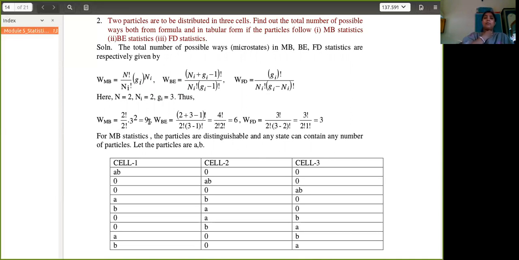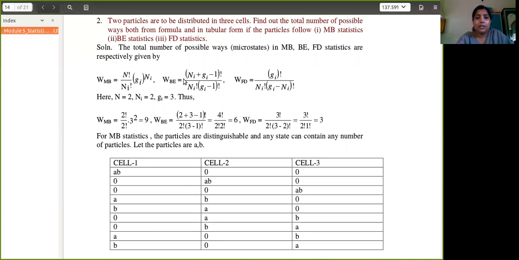In many of the problems given at your level, it is seen that there are no subsections of the box. So practically we get only a gi to the power ni type of term as the number of possible ways for Maxwell-Boltzmann statistics. So the number of microstates for Maxwell-Boltzmann is 9.